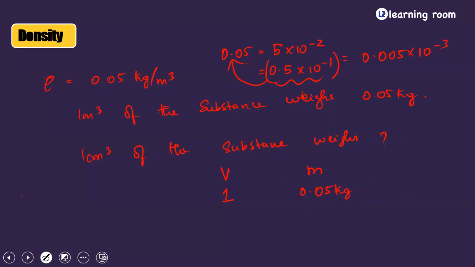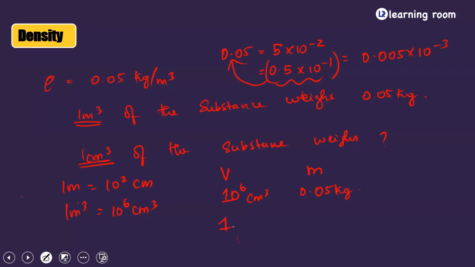So I can either convert meter cube to centimeter cube or centimeter cube to meter cube. Here I will convert meter cube to centimeter cube. 1 meter is equal to 10 power 2 centimeter. Correct? So 1 meter cube will be 10 power 6 centimeter cube. So 10 power 6 centimeter cube weighs 0.05 kg.